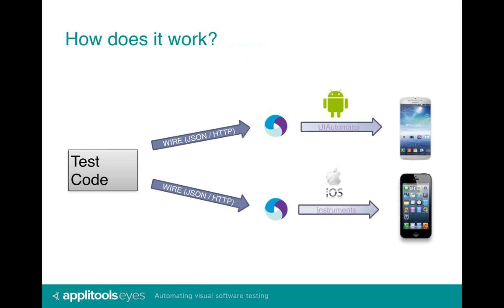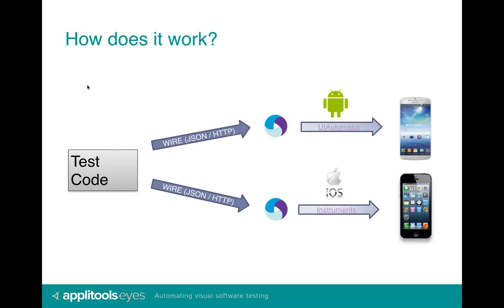Okay, so how does it work? You have your test code, which is what you see on the left side. And the test code communicates with Appium using the standard Selenium wire protocol, which is those 2 arrows that you see. Appium translates it to commands to the device, and the device runs the application. Now, Appium uses the standard automation infrastructure for each platform. So for Android, it uses UI Automator, and for iOS, it uses Instruments.